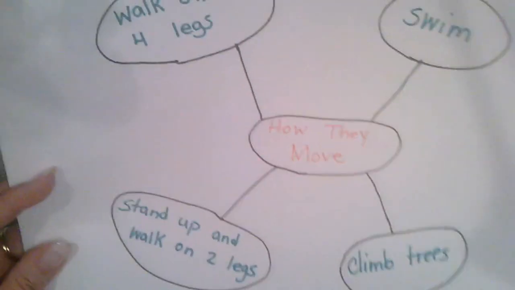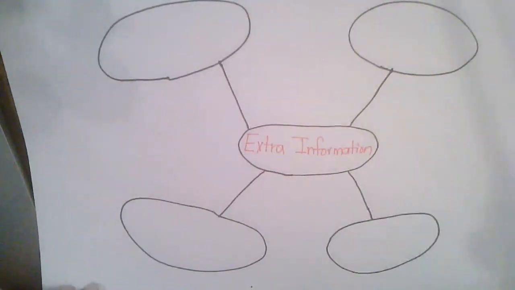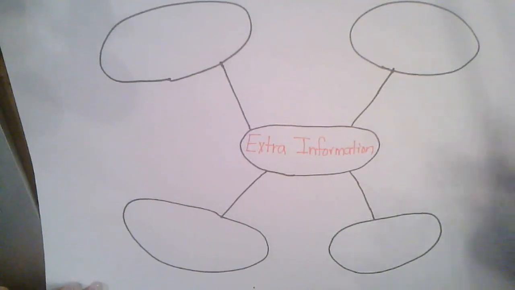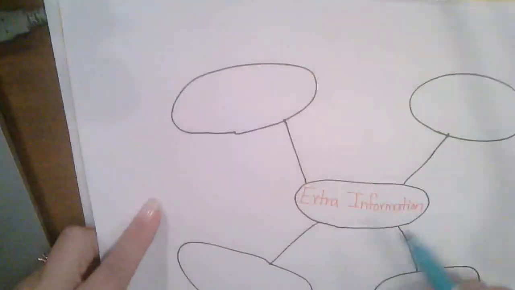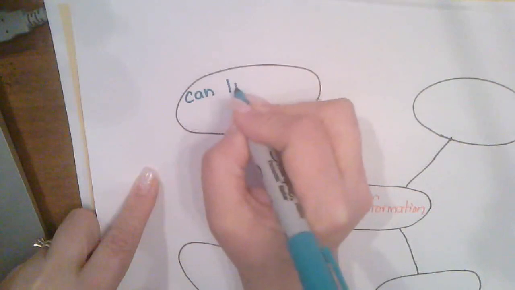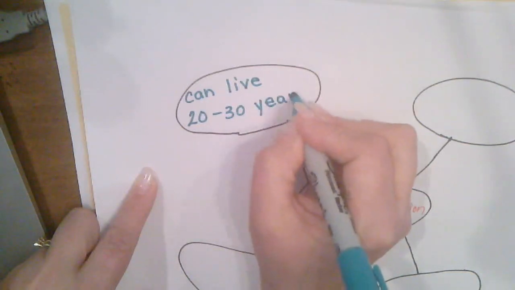Okay, our last topic we're going to write about is maybe just some extra information. That would be information that doesn't go along maybe with any of the other topics that we made webs for, but we can just add some other information. Let's see what we have here. Lifespan. That's how long they live. In the wild, brown bears can live up to 20 to 30 years. Okay, let's write that down on our web. Can live 20 to 30 years. Is that longer or shorter than most of us live? That's a little shorter than most of us usually live. Usually humans live a little bit longer than that.